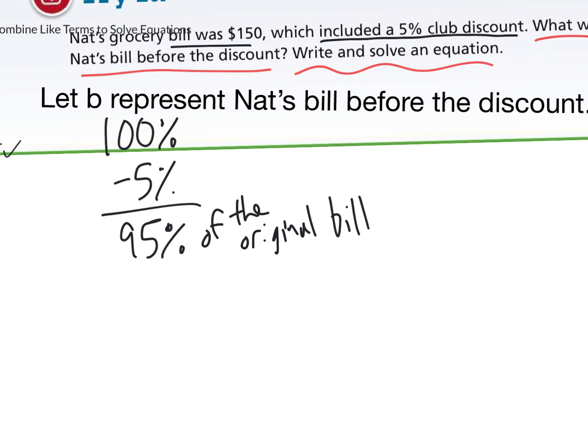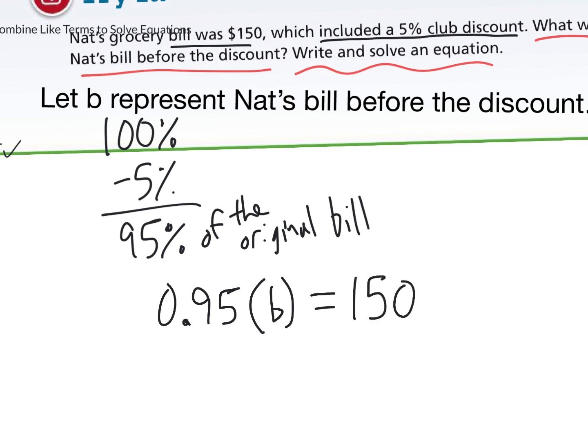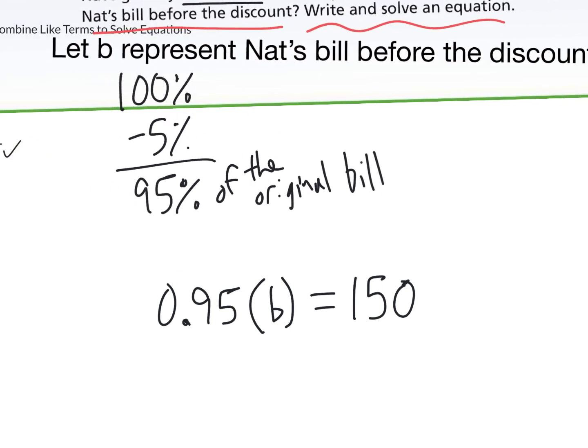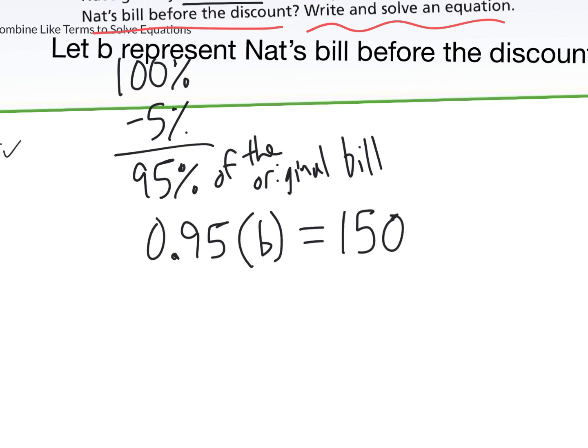So if we do this as a decimal, 95% would be 95 hundredths, 0.95. So this is 95% of the original bill. B was the original bill, so 0.95 times the original bill. 95% of the original bill is equal to the $150 that they're paying. And then from that equation, we'll be able to figure out what the original bill was.